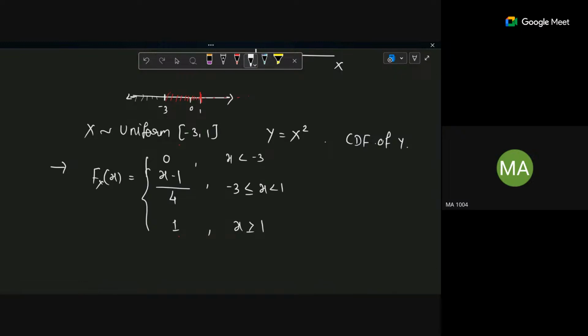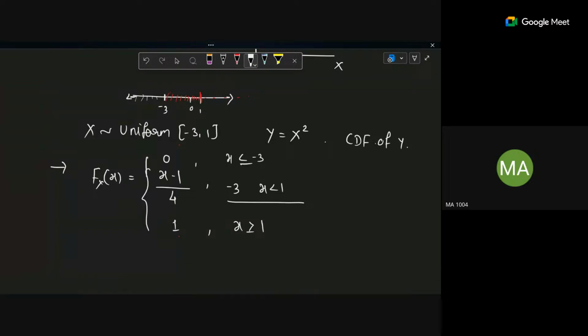Ma'am, is there any reason for including minus 3 and excluding 1? Including minus 3, just in the range, ma'am. The middle one is x minus that 1 by 4. You can write this like this also.